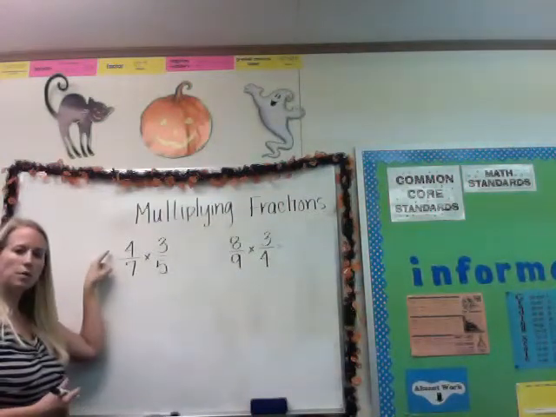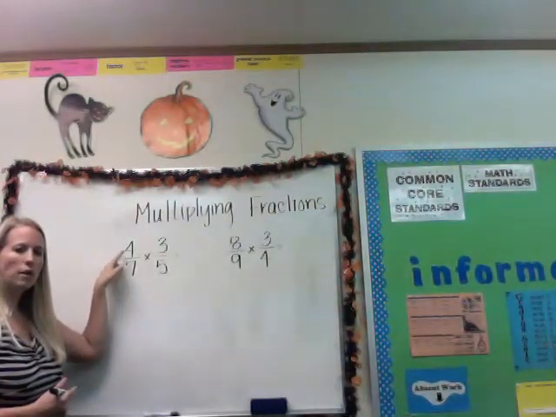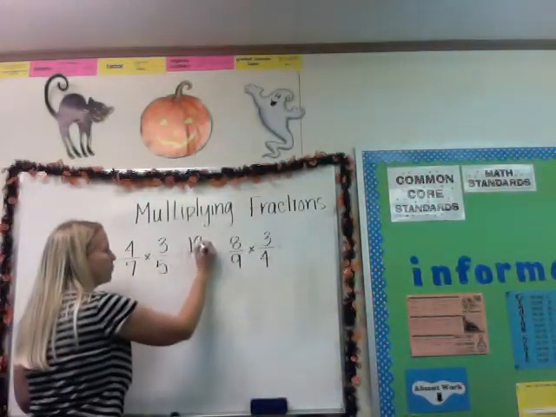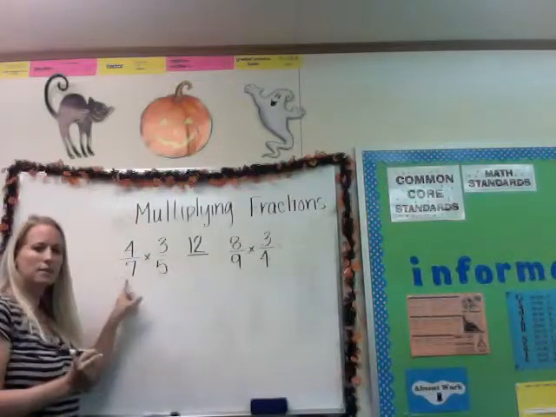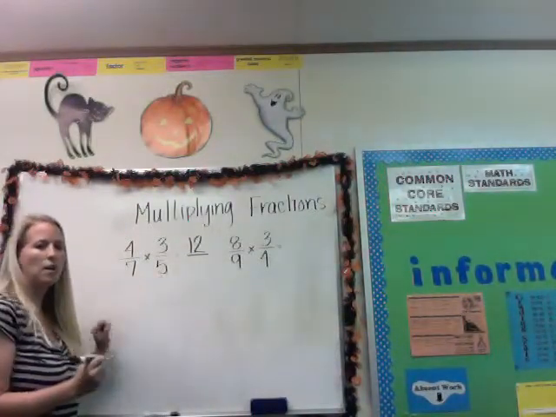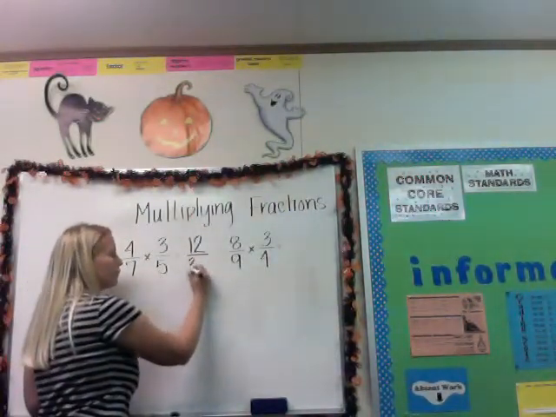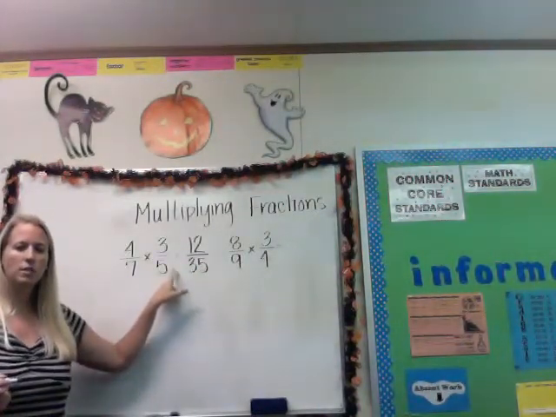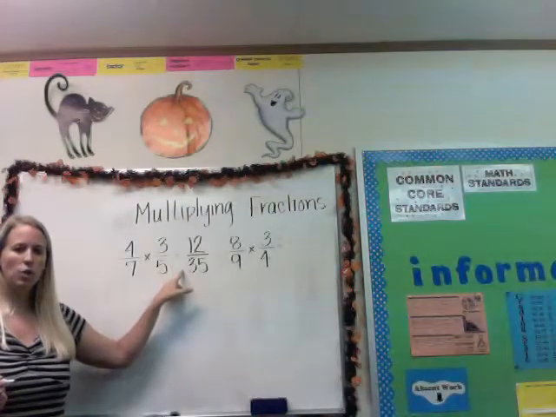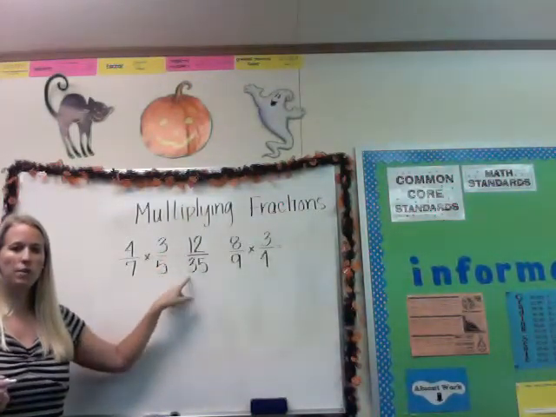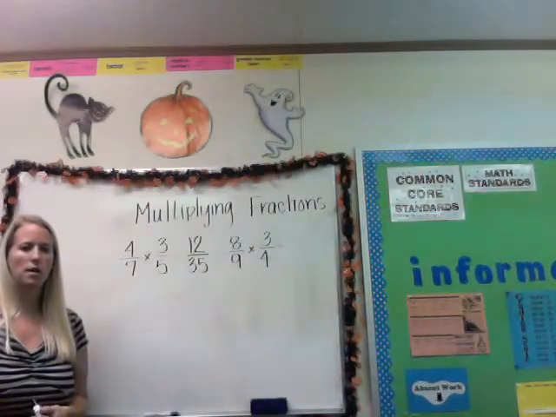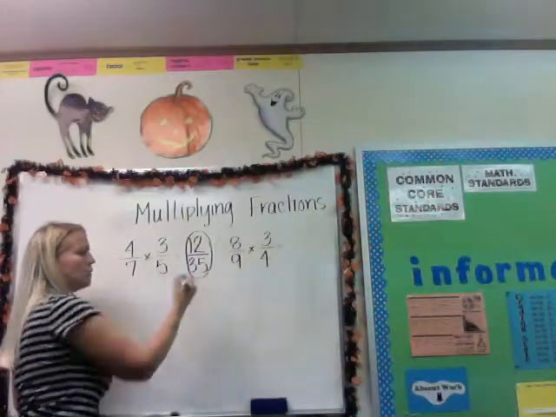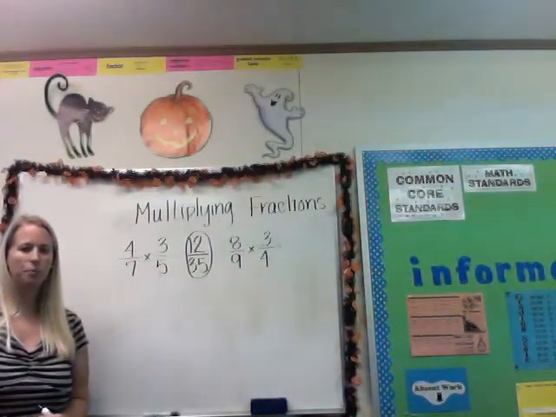So here, I'm going to multiply the numerators first. 4 times 3 is 12. 7 times 5 is 35. Then of course I need to check and make sure, is this in simplest form? Is there a number that can go into both 12 and 35, a number other than 1? In this case, the answer is no. 12/35 is my answer, and it's already in simplest form.